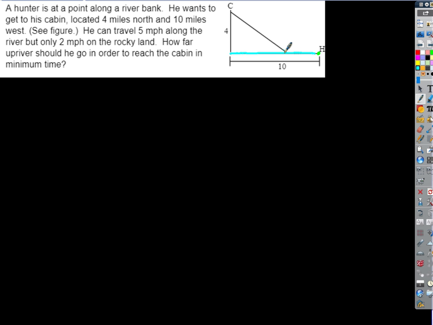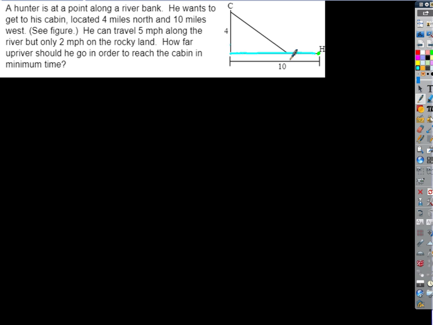You get that? Okay, so we know that for this particular problem, he's got to go 10 miles this direction and 4 miles that direction. But the only variable is, where does he leave the river and head off over the land to get to his cabin, right? So you've got to define a variable there. X would probably be the easiest one to pick, right?